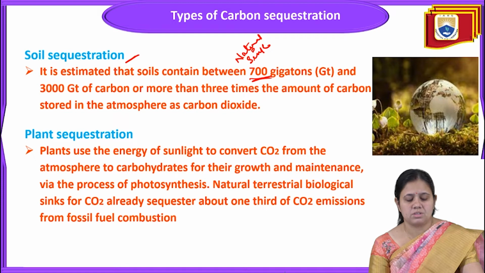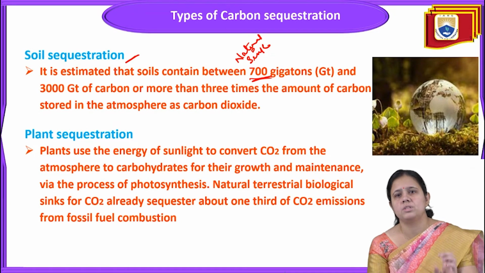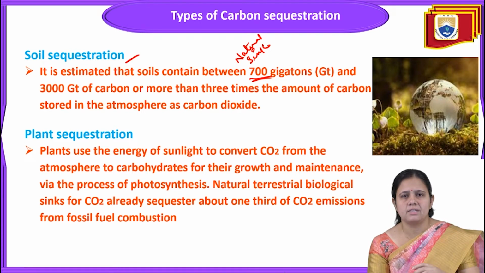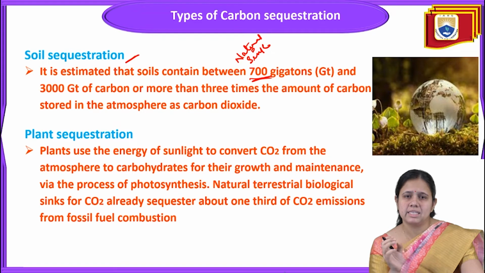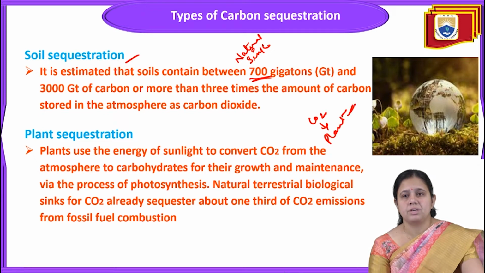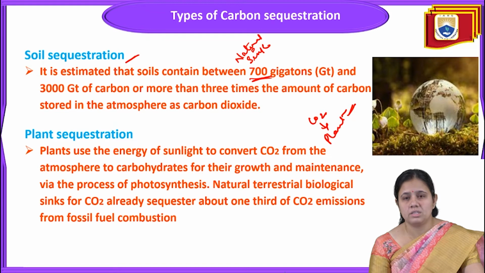Next is plant sequestration. What a plant does is use sunlight to convert CO2 from the atmosphere to carbohydrate, for its growth and maintenance, by the process called photosynthesis. Plants use sunlight and, by photosynthesis, make their own food, and in this way they convert CO2 from the atmosphere to carbohydrate for natural growth and maintenance. In this way, plants utilize the CO2 present in the atmosphere to absorb carbon dioxide.